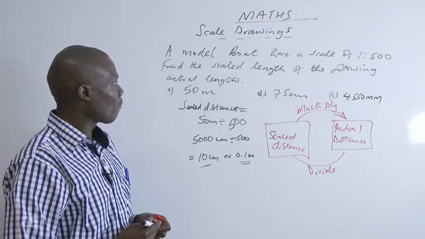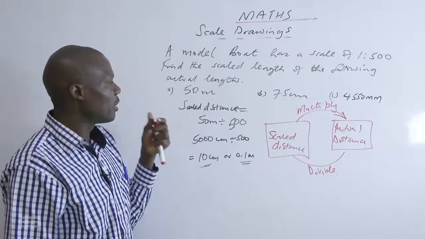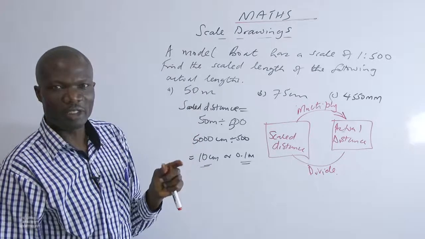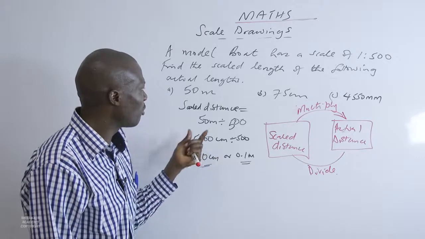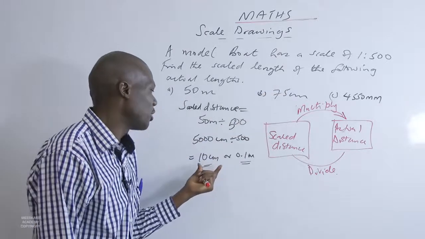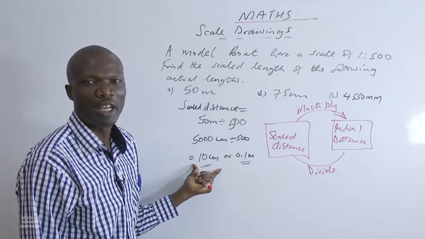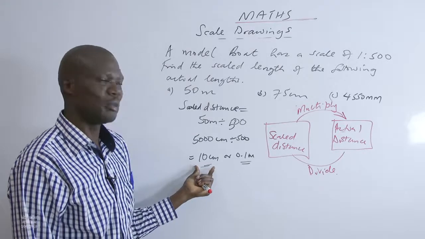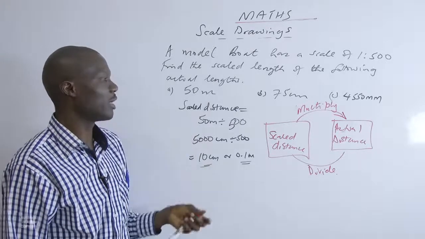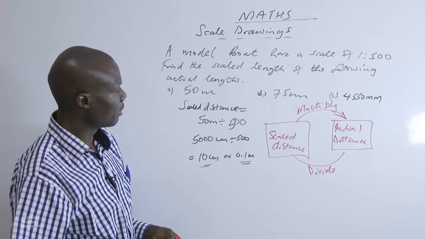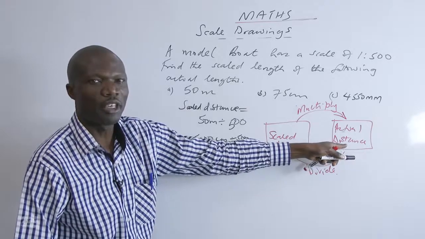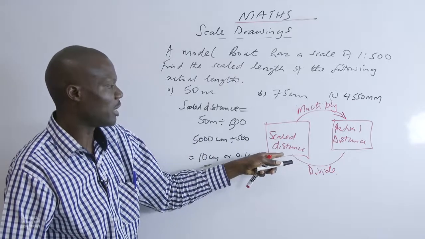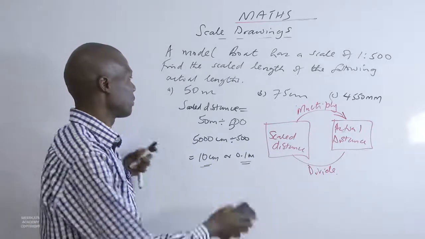So instead of drawing 50 meters, we shall take our paper and use a scale of 1 to 500 and draw a line of 10 centimeters. We are done. We have represented the distance. Note that we are dividing because we are moving from actual distance to scaled distance. That's why we are dividing.